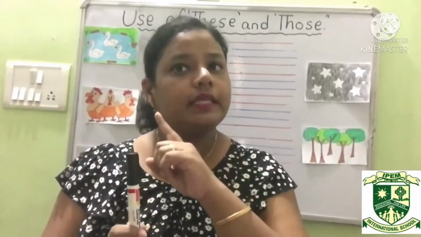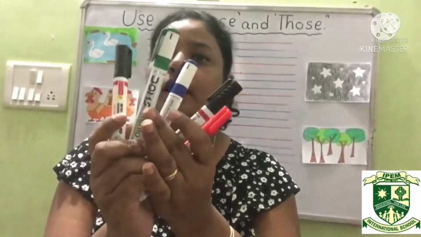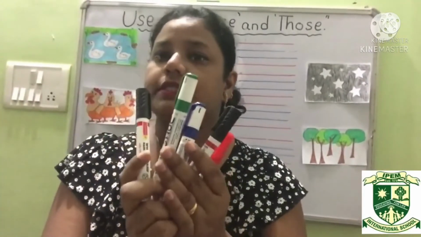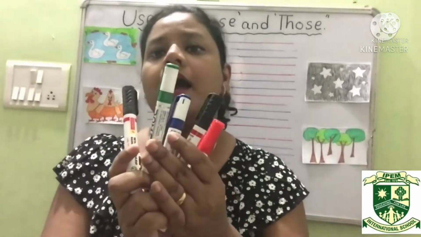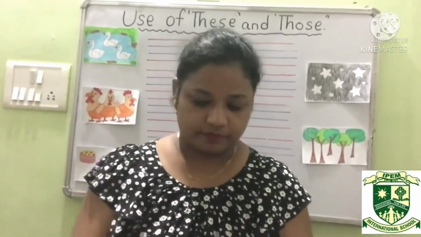Okay, now these and those are used for more than one thing. Like, look at this, lots of markers, more than one, so we'll say these are markers. Similarly, when you stand on your balcony and you see lots of cars moving down, what will you say? Those are cars. Okay, so let's start our class.